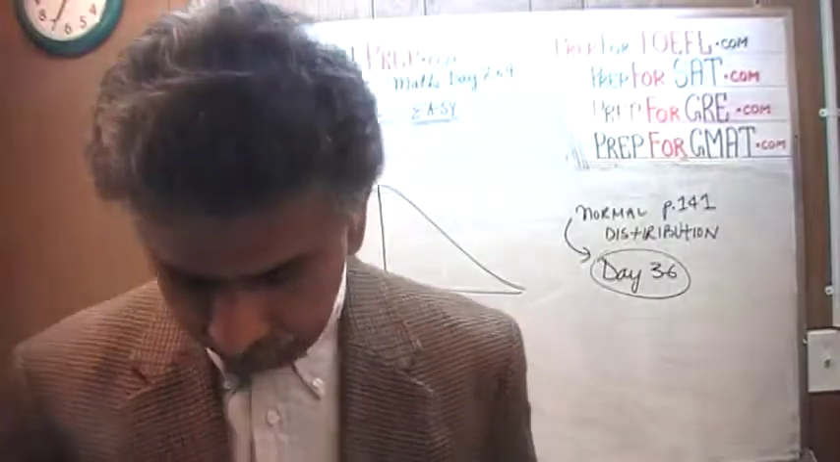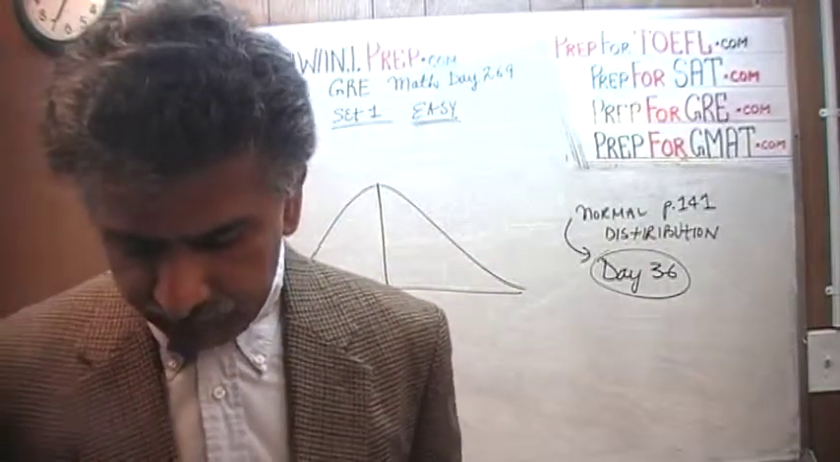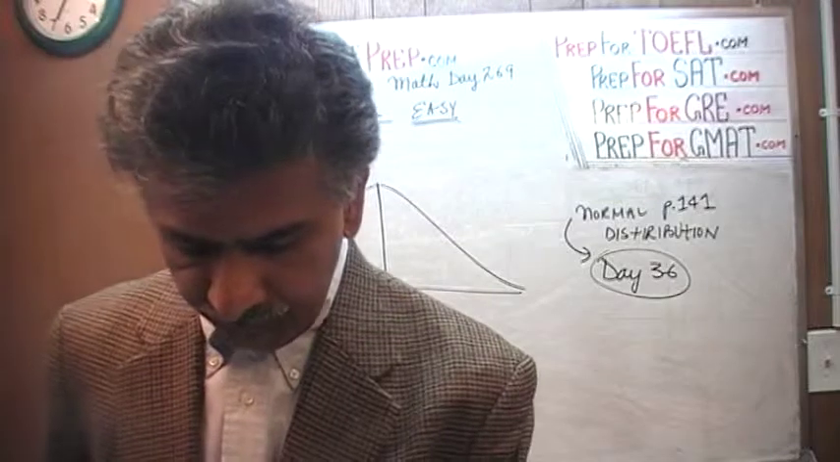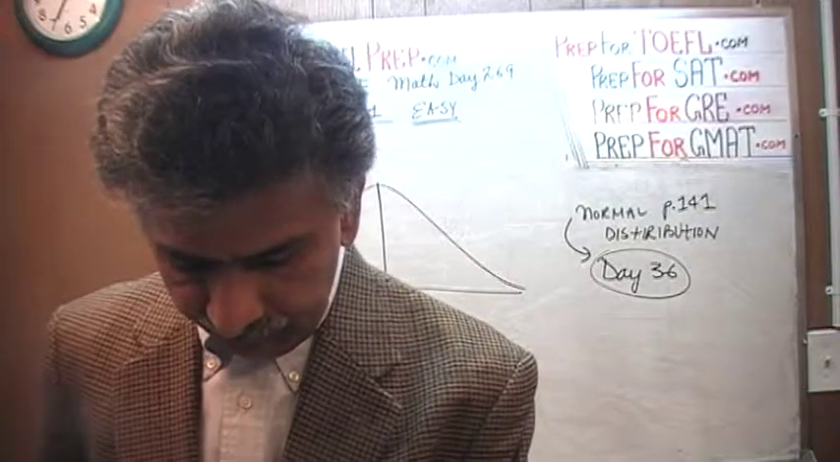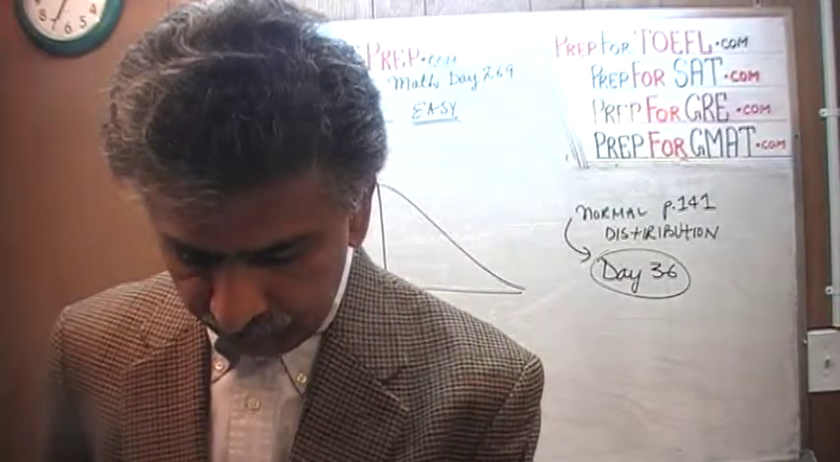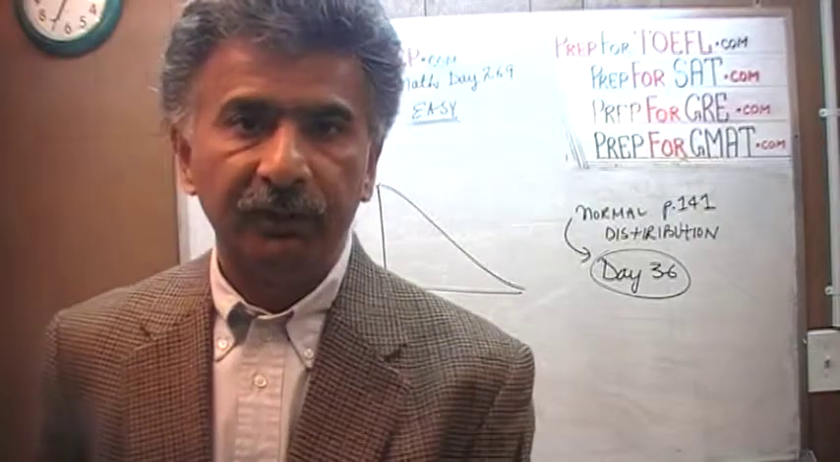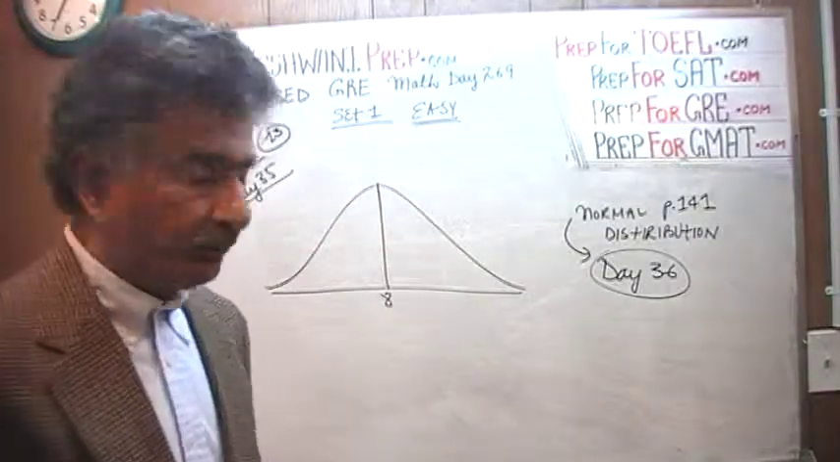How do they phrase the question? It says a list of numbers has a mean of 8 and a standard deviation of 2.5. If x is a number in the list that is 2 standard deviations above the mean, what's the value of x? 2 standard deviations above the mean.